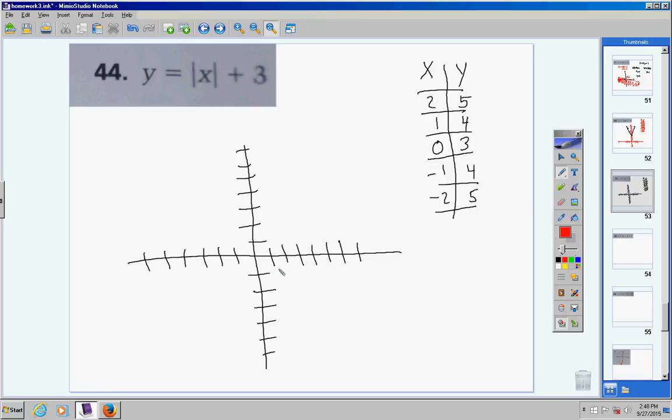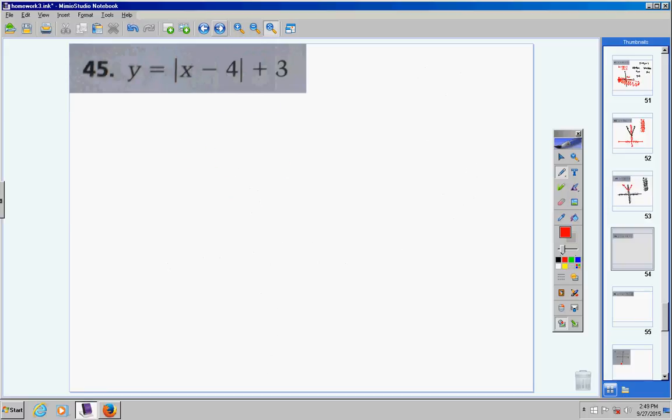Vertex is 0, 3, so 0, 3. My ordered pair here is over 2, up 5. Then 1, 4, so over 1, up 4. And then negative 1, 4, so negative 1, up 4. And then negative 2, 5, so negative 2 and then up 5. And so there is your V-shaped graph, okay? Hard to draw there, but there we go. Okay? Alright, moving on to number 45.